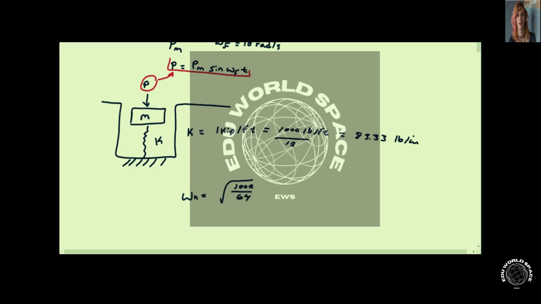That's 64 pounds, and 1,000 pounds per foot times gravity, 32.2, which is feet per second squared. And this is going to be 22.43 radians per second. Okay.